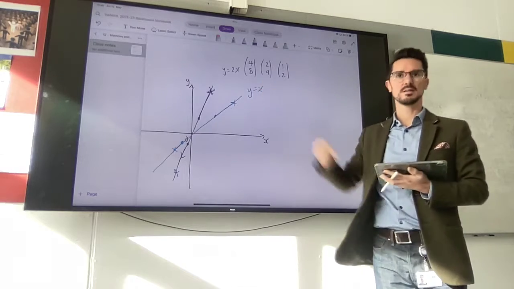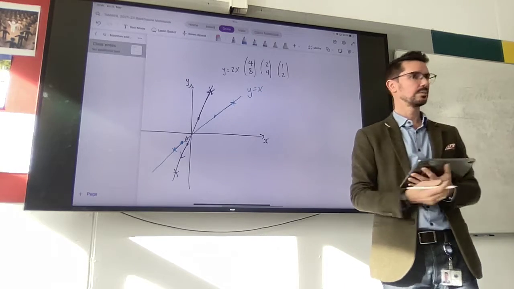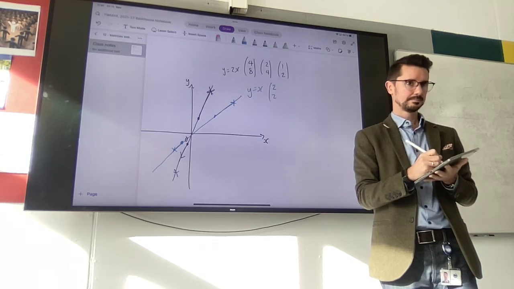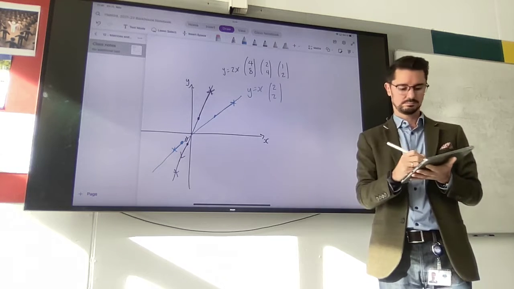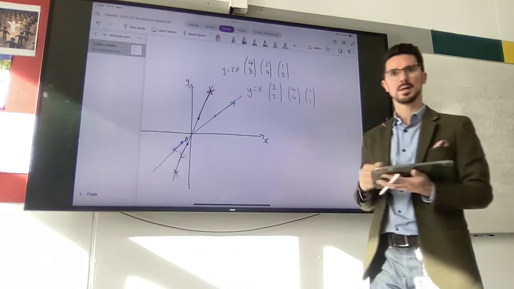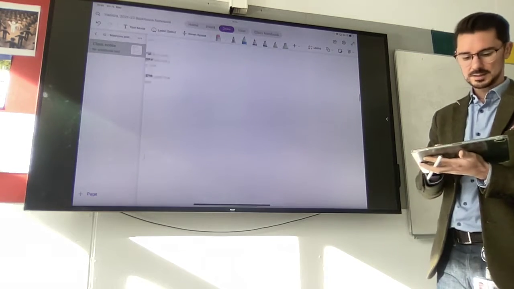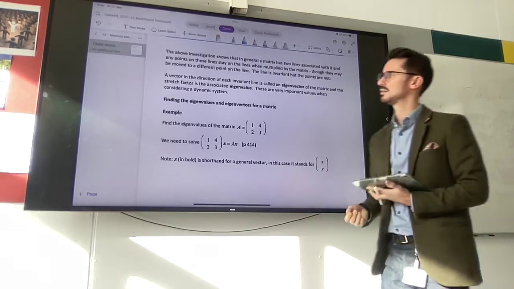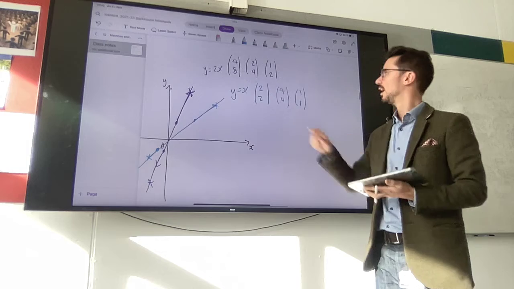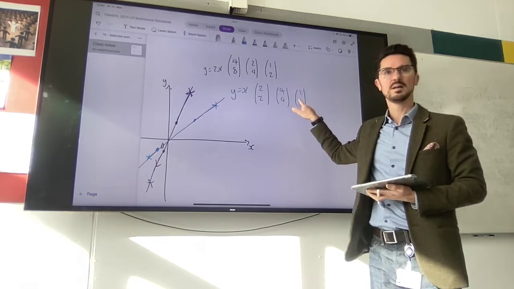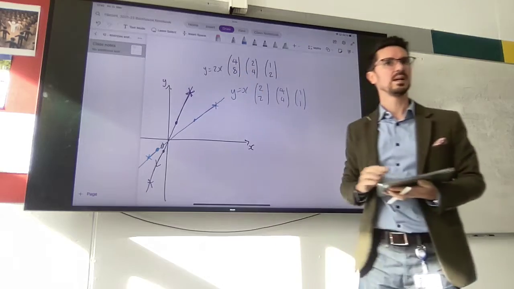Can I have a vector that moves in the direction of the blue line? Someone else? 2, 2. Yep. 4, 4. Or even 1, 1. Okay. So let's go back to this page. A vector in the direction of each invariant line is called an eigenvector of the matrix. So we have found an eigenvector of the matrix. Any of these would be one eigenvector, and any of the purple ones would be another eigenvector.